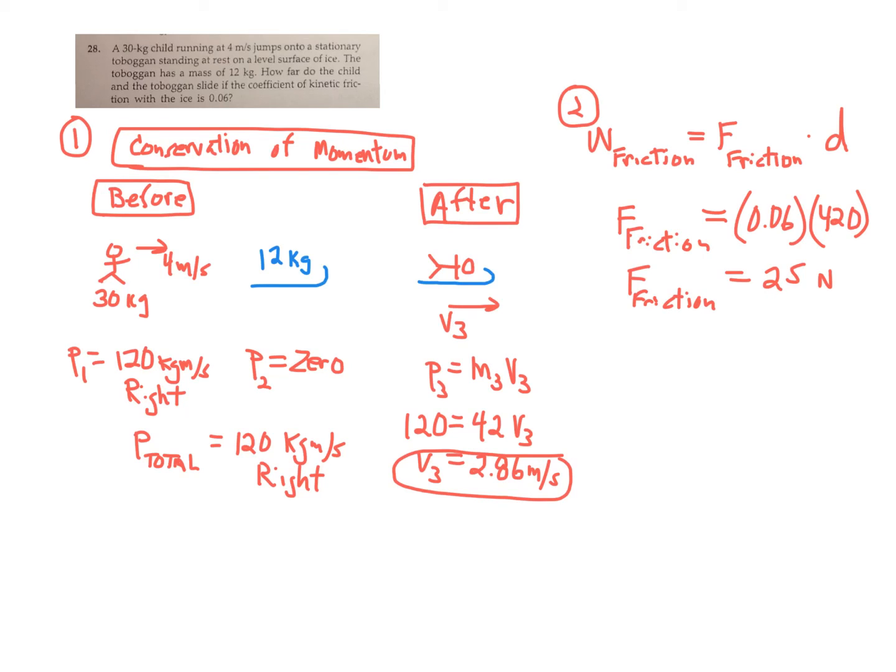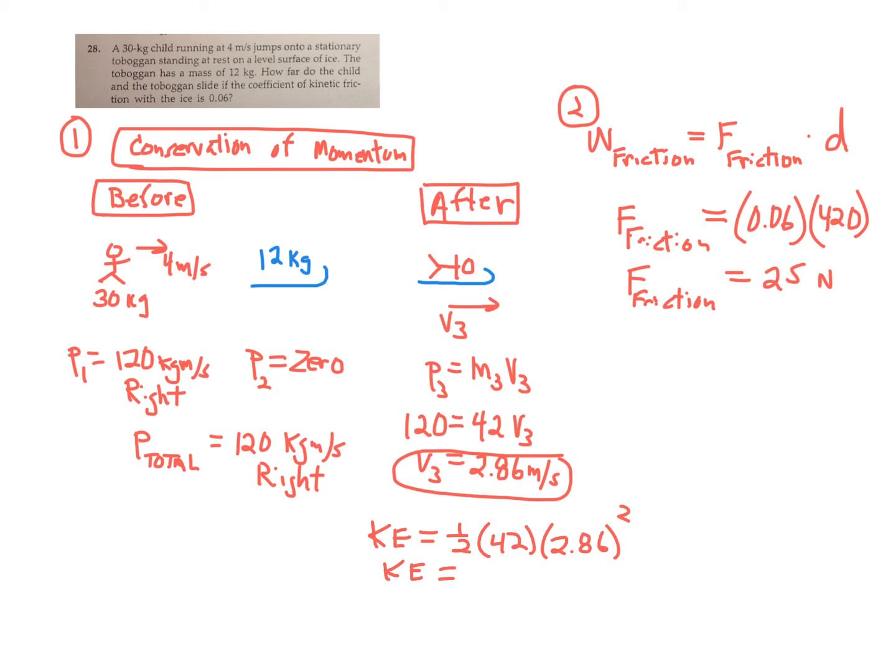All right, so once again, you can use F net equals ma to figure out the acceleration of the child-toboggan system, and do v sub i equals 2.86 down here. V sub f would be 0, and then use that acceleration. You can do it that way, or you can do conservation of energy right now, which is what I'm going to do. In other words, figure out the kinetic energy that we have here. It's 1/2 times m, which is 42, times 2.86 squared. That will give you the kinetic energy the sled has.